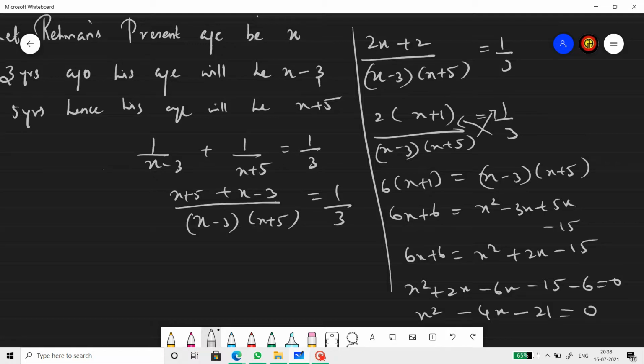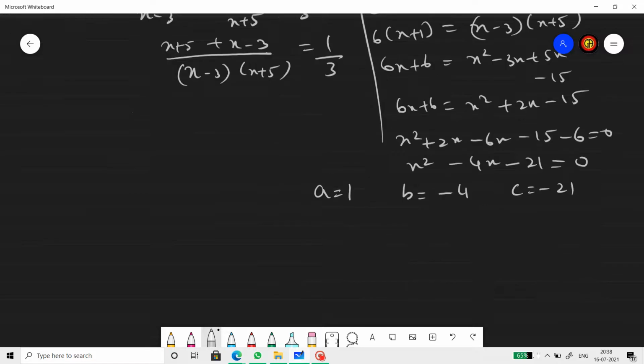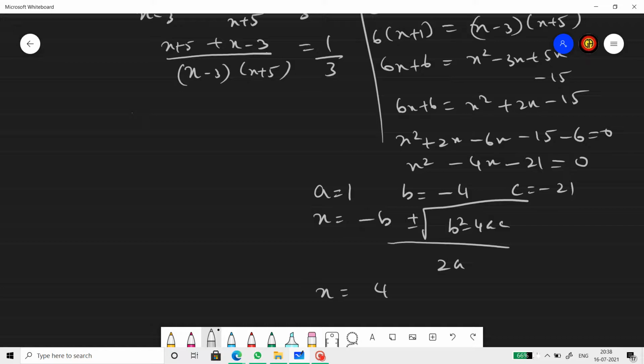Well, up to you. If you want to split the middle term, you can do it. Or if you wanted to use a quadratic formula, you can do that. Here, let's do it by quadratic formula. So a is 1, b is minus 4, c is minus 21. x equals minus b plus or minus root over b square minus 4ac by 2a.